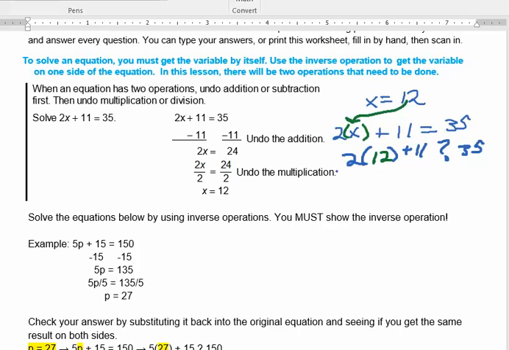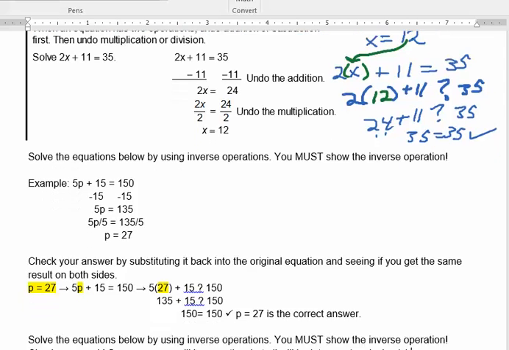And then I do the multiplication. 2 times 12 is 24. And what I want to do is check and see, is 24 plus 11 the same as 35? So 24 plus 11, yes, that is equal to 35. So now I'll put my equal sign back and put a check mark, and that checks. So check your answers. The best thing about solving equations is you should never get them wrong, because if you get them wrong, you checked your work, you know it's wrong, and then you can go back and fix it.